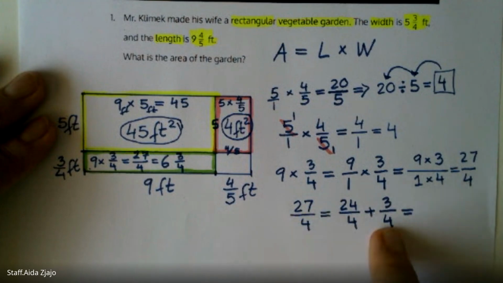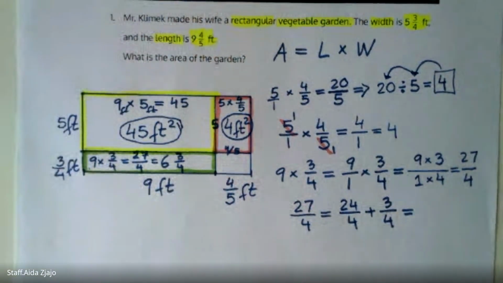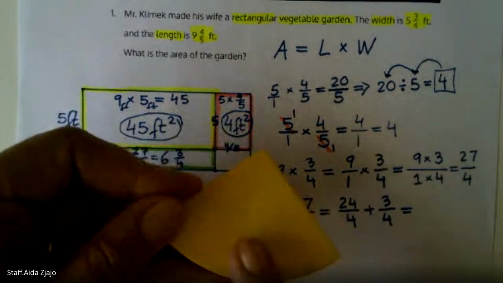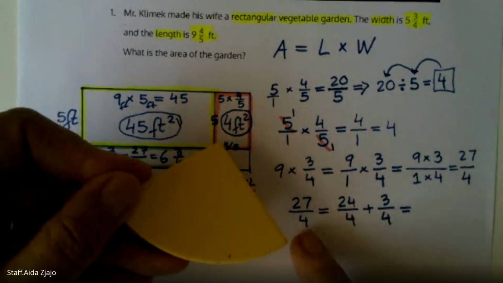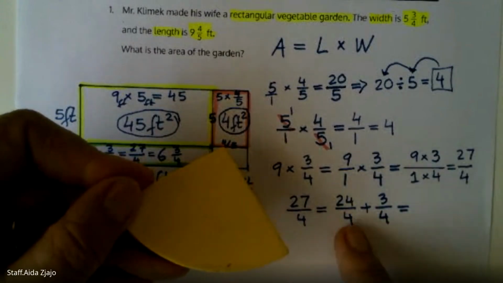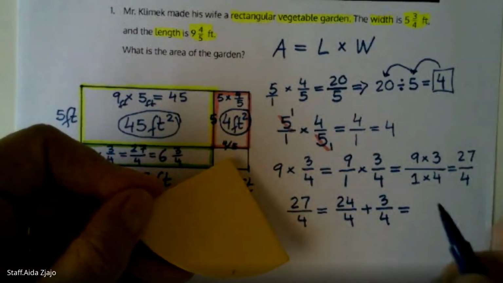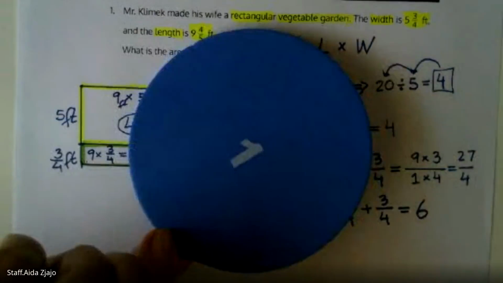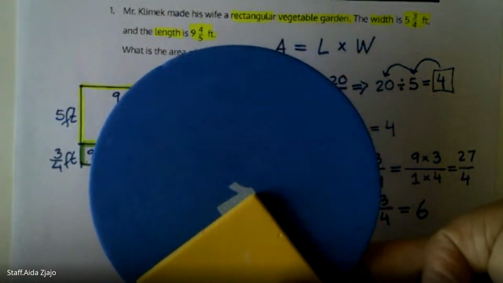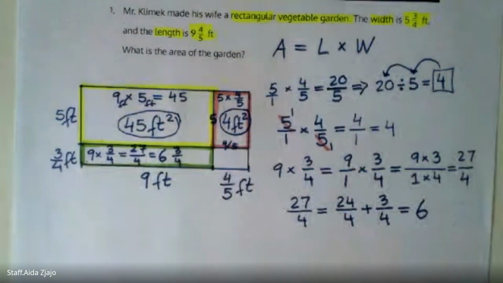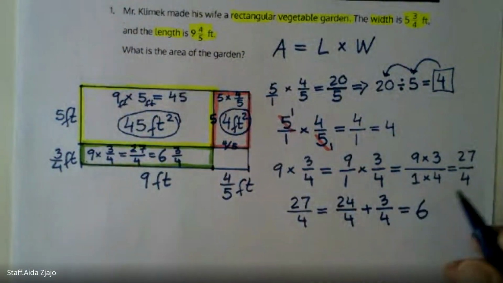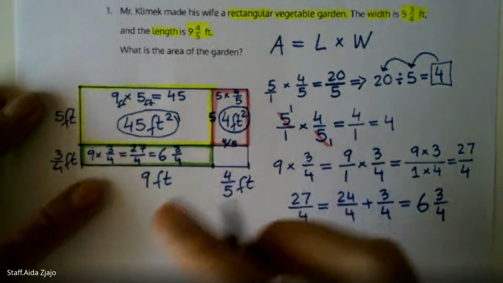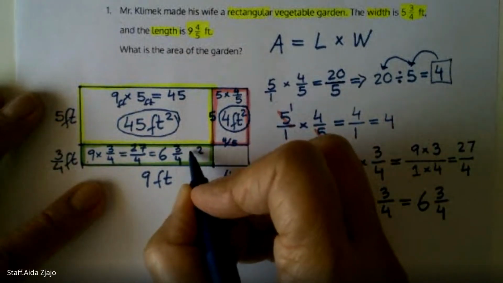What they are, they're fourths. These are the size of the fraction. So I have 27 pieces like this, and 24 of them will make 6 wholes for me, because 4/4 goes into one. And then 3/4 will be left over, and that is in square feet as well.